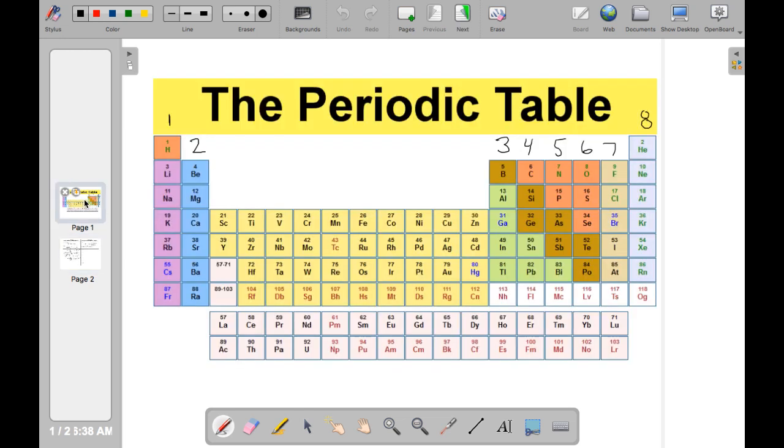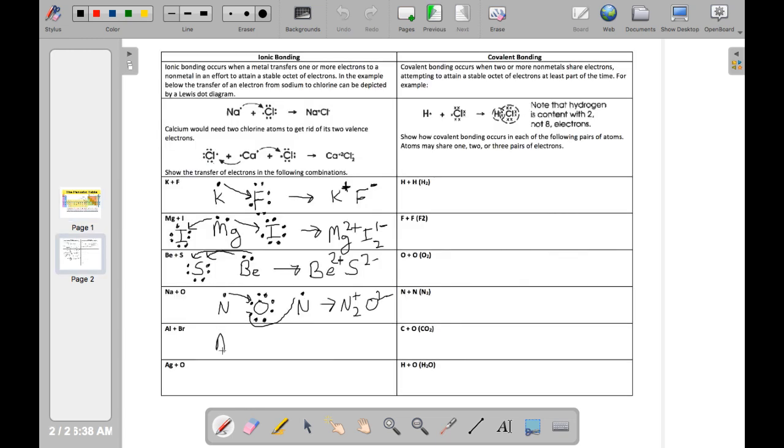Aluminum. Well, they probably threw in aluminum because aluminum has a +3 charge. It always has a +3 charge. Just like remember, zinc is always a 2 plus, and silver is always a 1 plus. So aluminum has 3 valence electrons. 1, 2, 3.